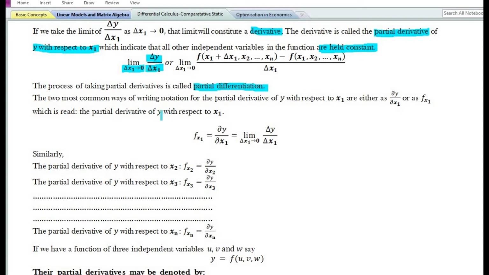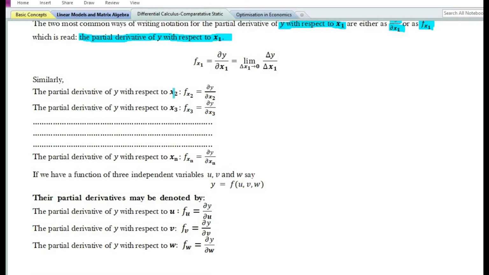The two most common ways of writing notation for the partial derivative of y with respect to x1 are either as del y by del x1 or as f subscript x1, which is read as the partial derivative of y with respect to x1. F subscript x1 or del y by del x subscript 1, that is the partial derivative of y with respect to x1, is equal to the limit of the difference quotient delta y by delta x subscript 1 as delta x subscript 1 tends to 0.